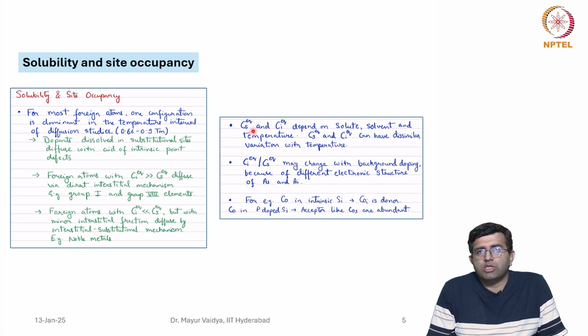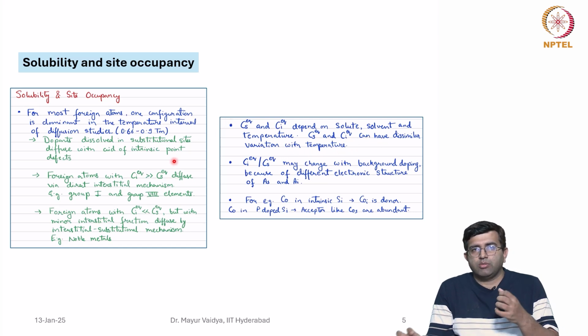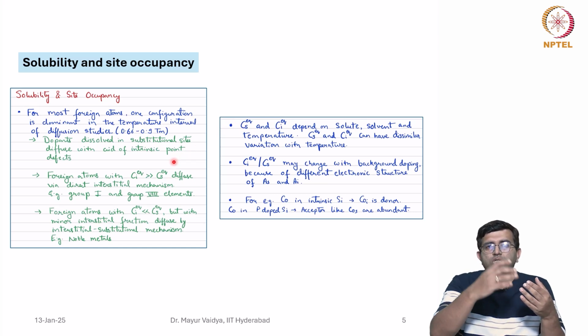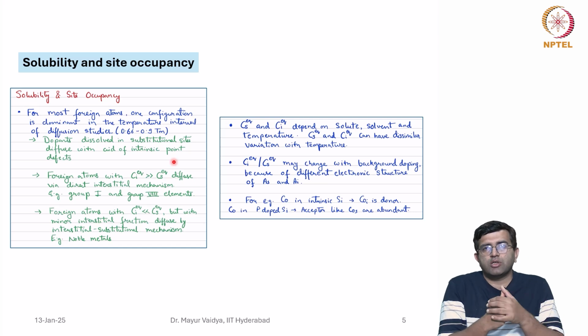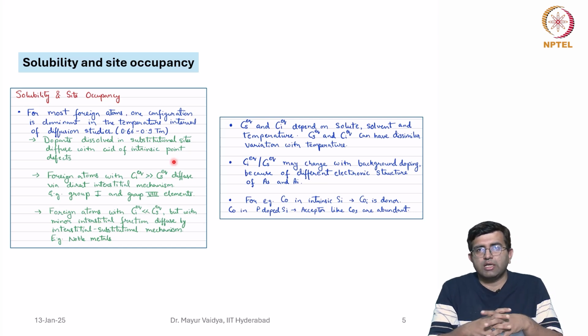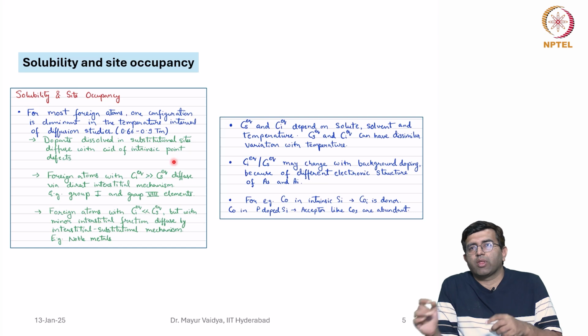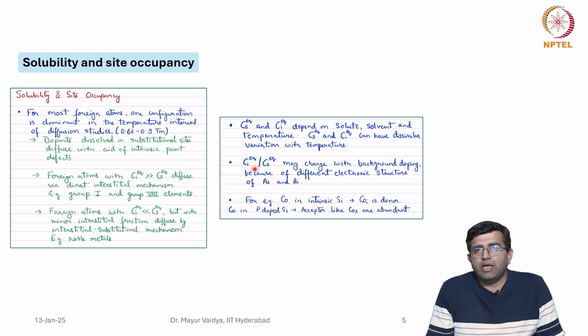The equilibrium concentration on substitutional site CS equilibrium and equilibrium concentration on interstitial site CI equilibrium, they depend upon solute, solvent and temperature. They can have dissimilar variation with temperature. So, for example, this is also quite commonly observed that if the solute equilibrium concentration on substitutional site is increasing with temperature, the concentration in the interstitial site may decrease with temperature. So, they can have the dissimilar variation with temperature. Now, the ratio of this CI equilibrium by CS equilibrium may change with the background doping because of the different electronic structures of AS and AI.